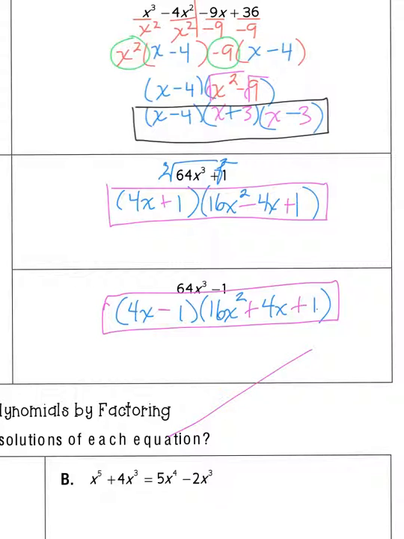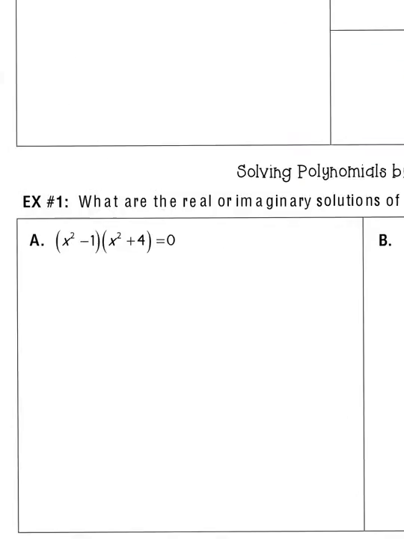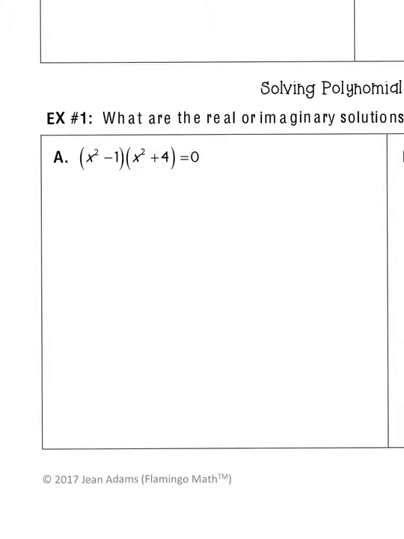All right, so let's focus on solutions by factoring. So in example 1a, this has already been factored for the most part for you. This is the sum of two squares, and you cannot factor that. But this is still the difference of two squares.